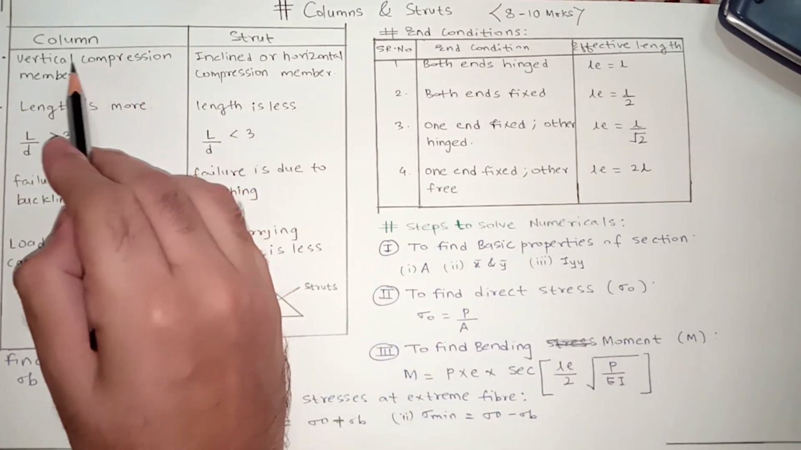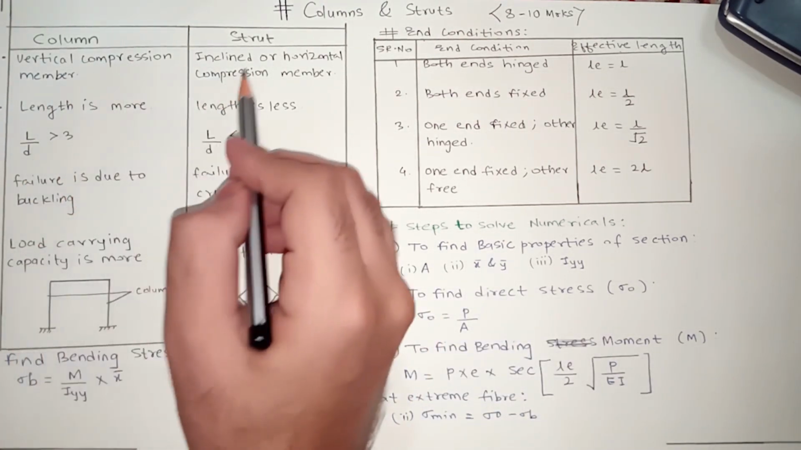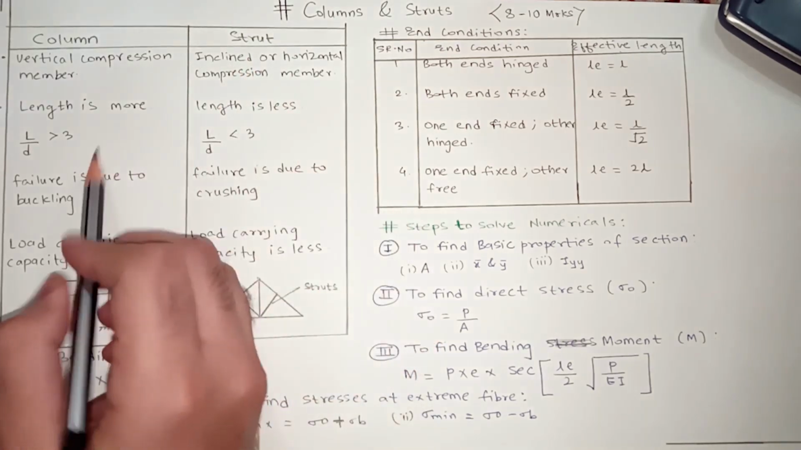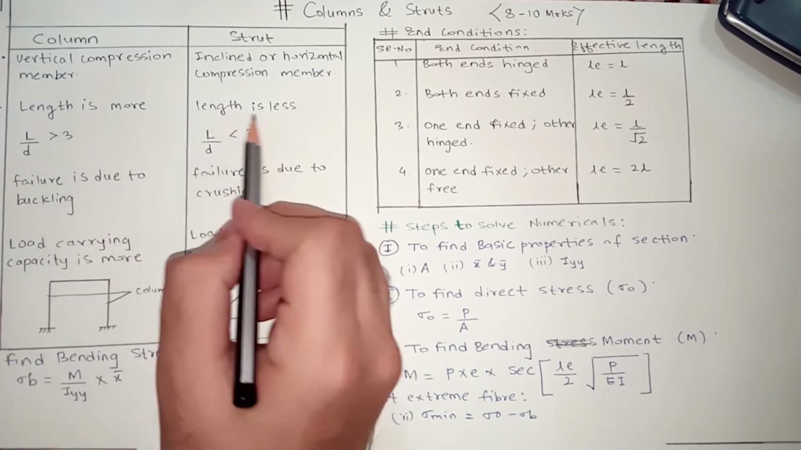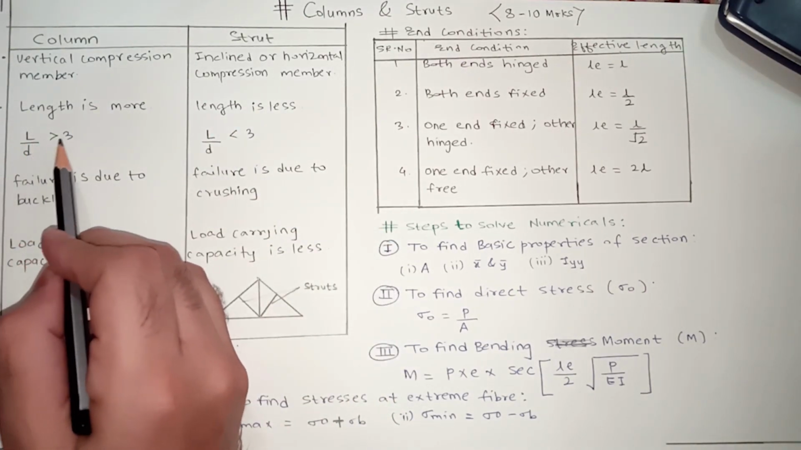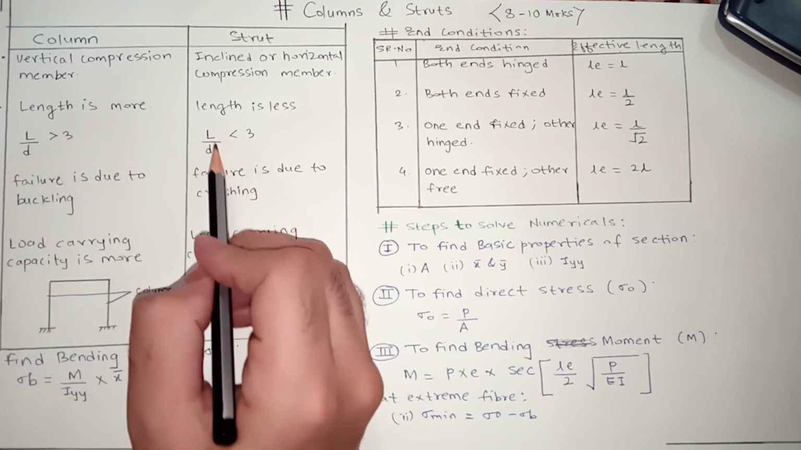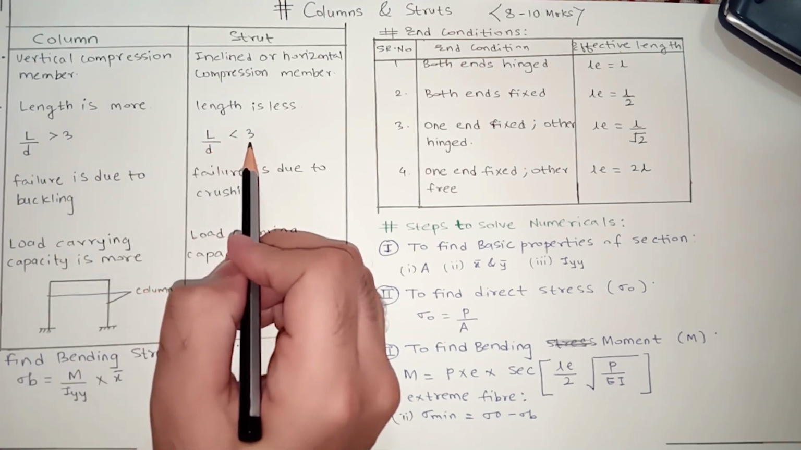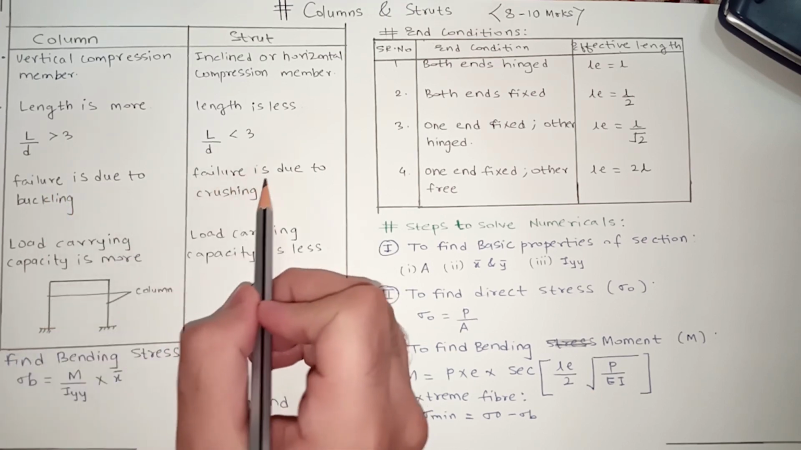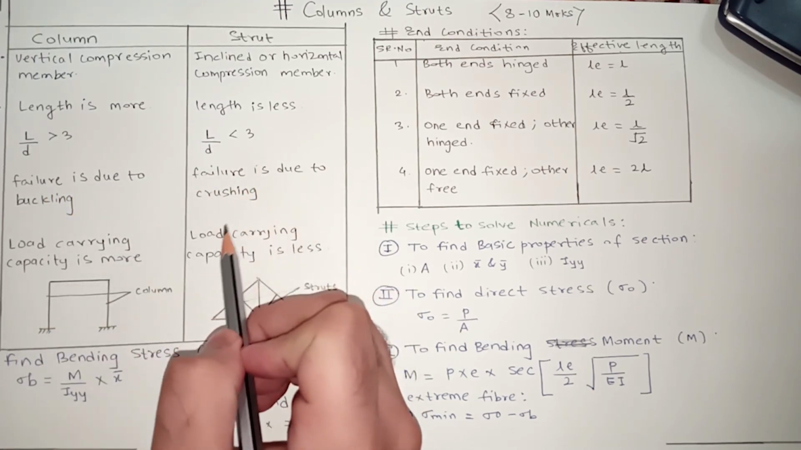A column is defined as a vertical compression member, whereas a strut is defined as an inclined or horizontal compression member. The length of a column is more, whereas the length of a strut is less. Length to diameter ratio for a column is greater than 3. Length to diameter ratio for a strut is less than 3. Failure in a column is due to buckling, whereas failure in a strut is due to crushing.